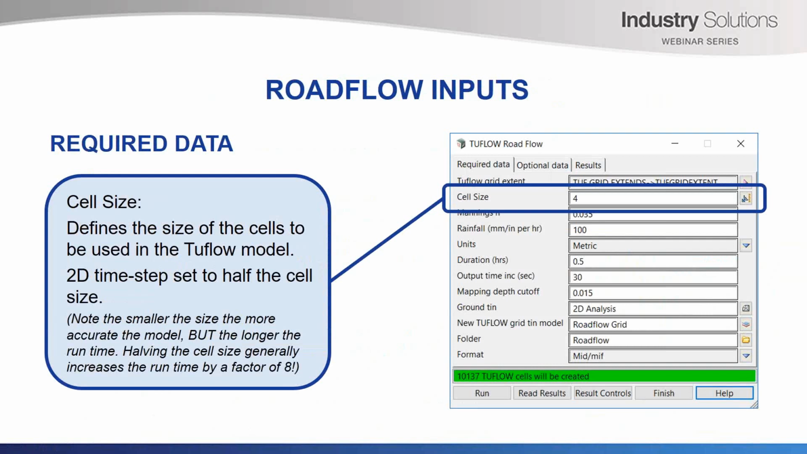Obviously, the larger the cell size, the fewer calculations that TUFLOW has to do, and so the faster the run times. The smaller the cell size, the more accurate or the higher the resolution of the drainage model, but it's going to take a lot longer to process. And just as a rule of thumb, if you halve the cell size, it's going to take up to 8 times longer, or it needs to do 8 times more processing.